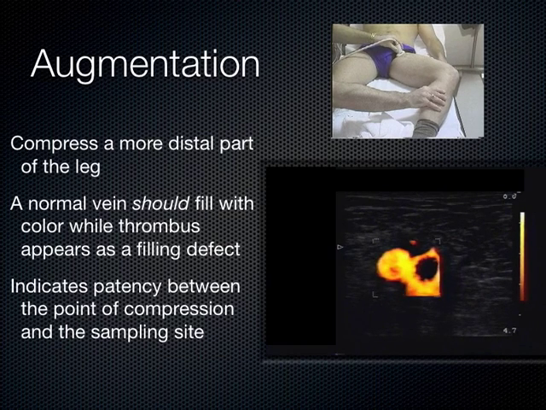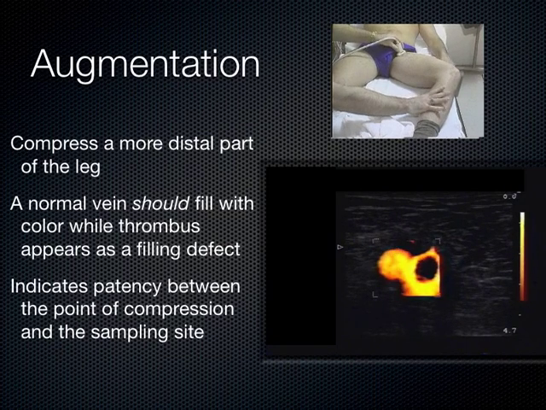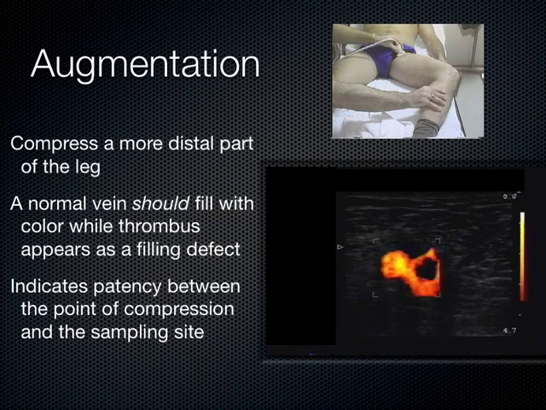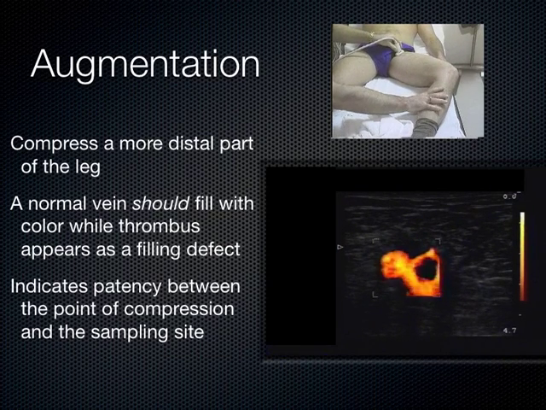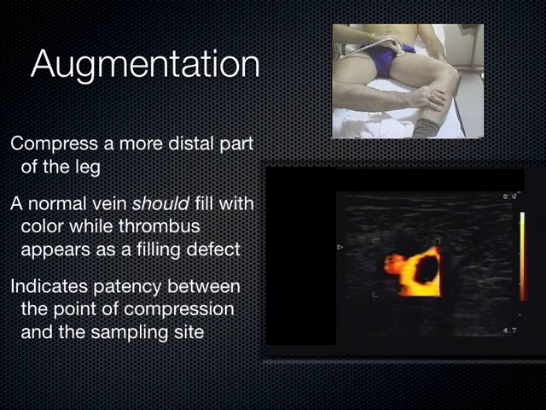There's a color technique called augmentation. Augmentation is where you put the probe up in the groin, and you're looking at the femoral region, you put on color, and then you squeeze the calf, and you should see flow fill the vein, assuming that there's patency there between the calf and the femoral area. If the veins are patent, you should see flow light up in there.